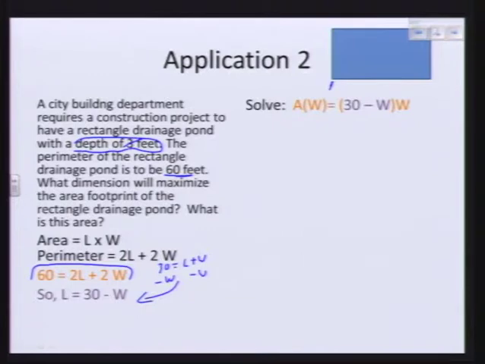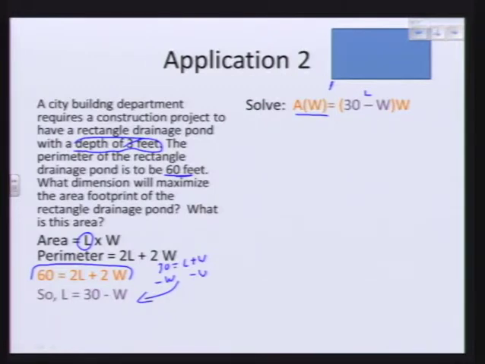Well, notice that in my area equation, I have both length and width, and so we really like to rewrite this in terms of one of the variables. In this particular case, I've chosen to rewrite the area as a function in terms of the width. So A of W, the area as a function of the width, is equal to (30 minus W) times W. Okay, so this 30 minus W, again, was our length.